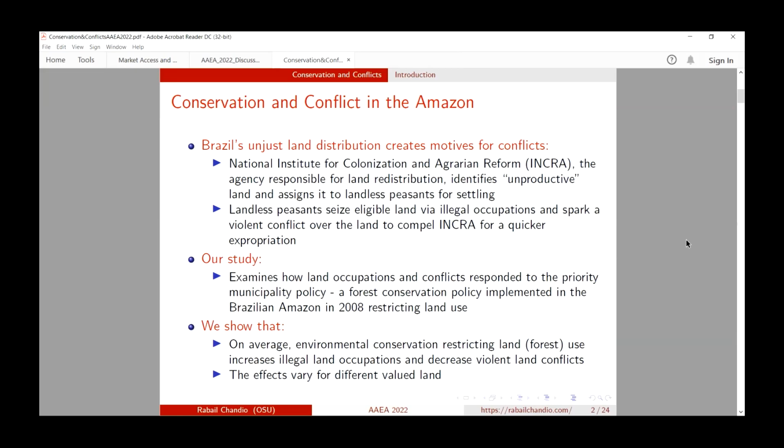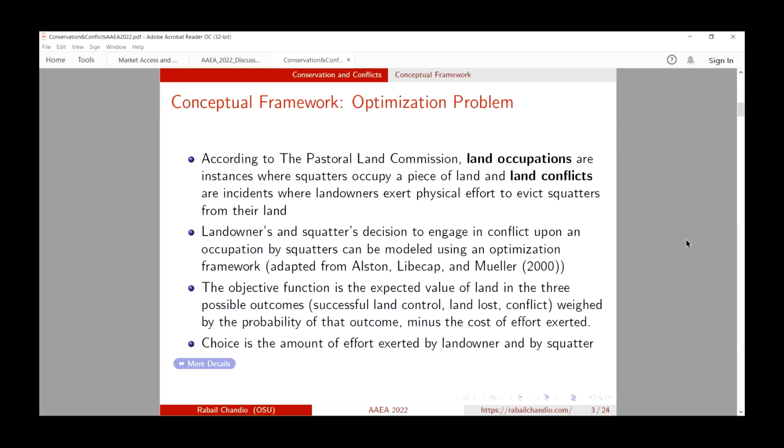Overall, I find that the environmental conservation, which restricts land use basically by disallowing deforestation, increased illegal land occupations and decreased land conflicts. And the effects are heterogeneous based on the value of the land. So some more background. Pastoral Land Commission is a nonprofit organization that collects data on land occupations and conflicts. That is because historically this situation has been an issue for them for a few decades now.